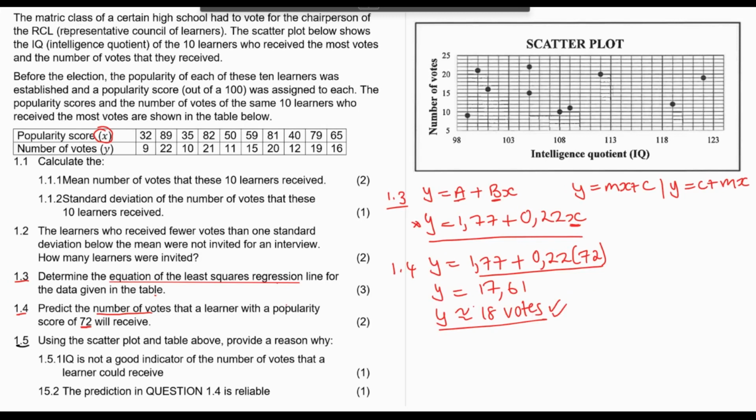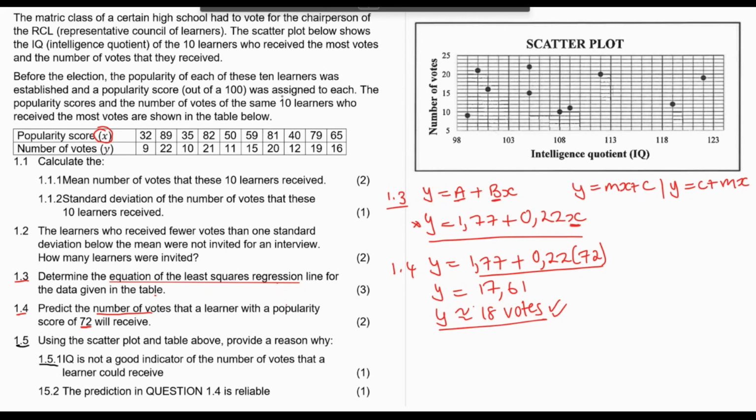Welcome back. Let's do question 151. The matric class of a certain high school had to vote for the chairperson of the RCL. The scatter plot below shows the IQ of the 10 learners who received the most votes and the number of votes that they received.